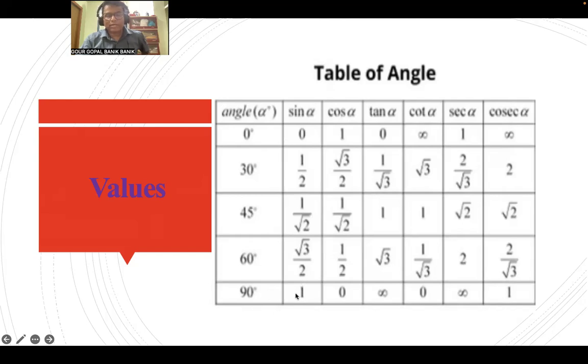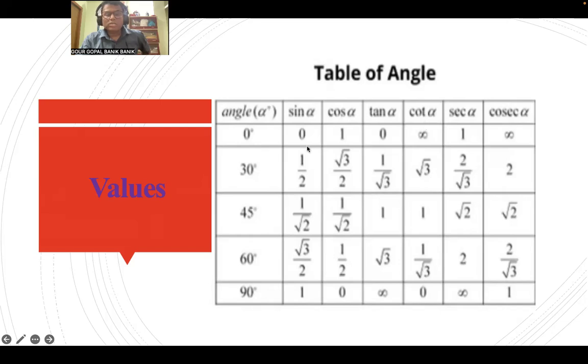Sine 90 degrees is 1. Sine 0 degrees is 0. Now take cos. Cos 0 degrees is 1. Cos 30 degrees is root 3 by 2. Cos 45 degrees is 1 by root 2. Cos 60 degrees is 1 by 2. Cos 90 degrees is 0. Tan 0 degrees is 0. Tan 30 degrees is 1 by root 3. Tan 45 degrees is 1. Tan 60 degrees is root 3. Tan 90 degrees is infinity.